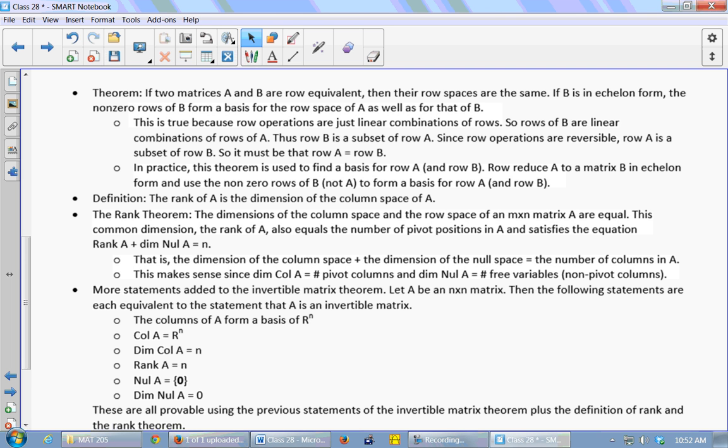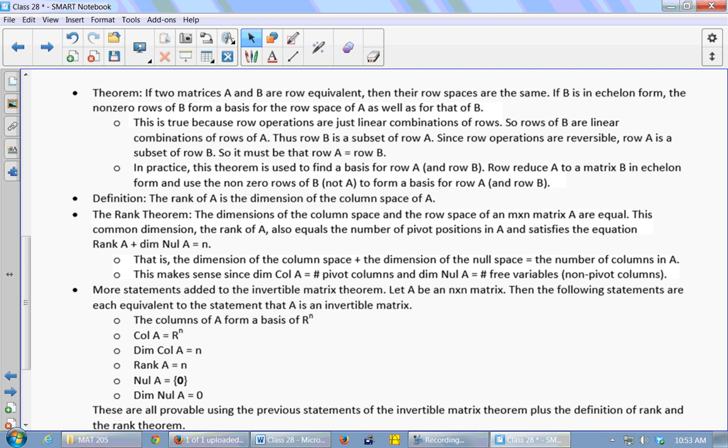So if B is in echelon form, the non-zero rows of B form a basis for the row space of A and for B. This is true because when you do a row operation, you're taking a linear combination of two rows, right? That's what a row operation is. You multiply one of them by a scalar and add it to another one. That's a linear combination. So rows of B are linear combinations of rows of A, if B is the row reduced form.